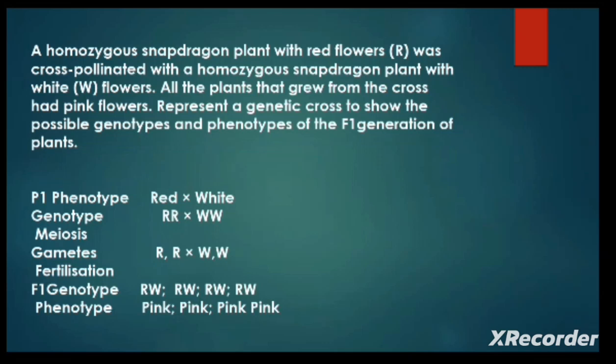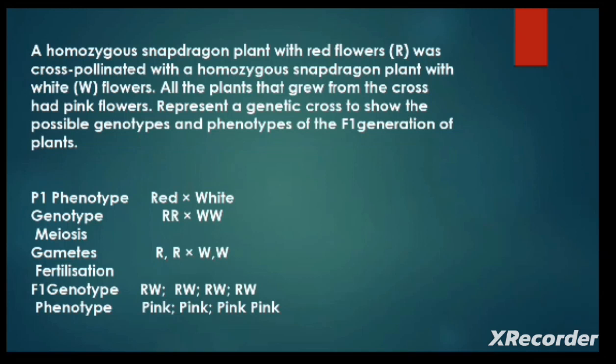The first parent had red flowers. The second parent had white flowers. When they cross-pollinated, their offspring had what? Pink flowers. So they say represent the cross to show possible genotypes and phenotypes of the F1 generation of plants. So both the traits are dominant.